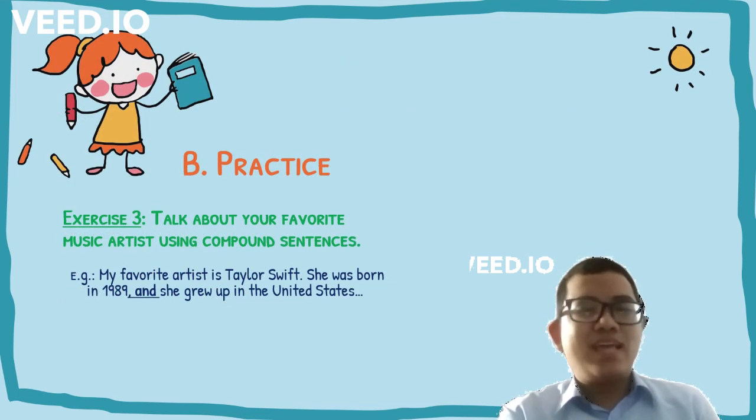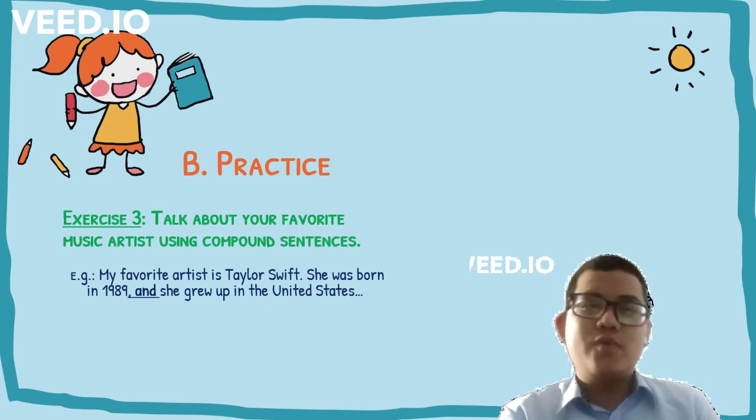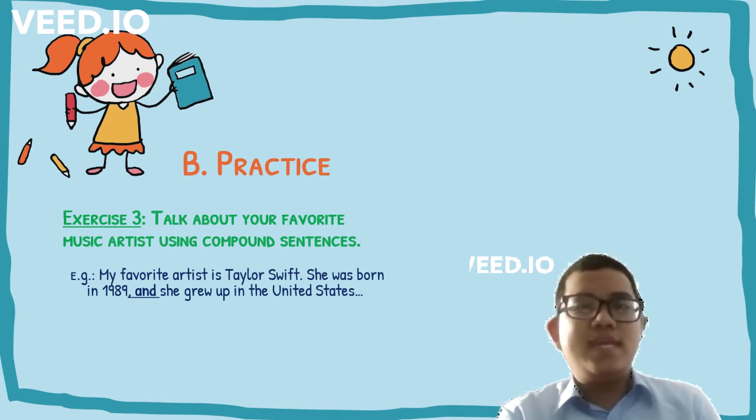Lastly, I'd like to change a little and listen to you. In exercise 3, you are going to talk about your favorite music artist, and your speech should include some compound sentences. You can start with something like, my favorite artist is Taylor Swift. She was born in 1989 and she grew up in the United States, and so on. Record your answers and send a link to them in the comments. It will be wonderful to hear from you.